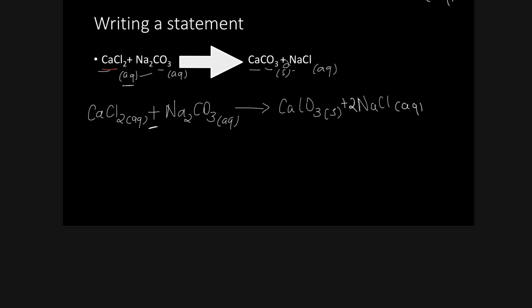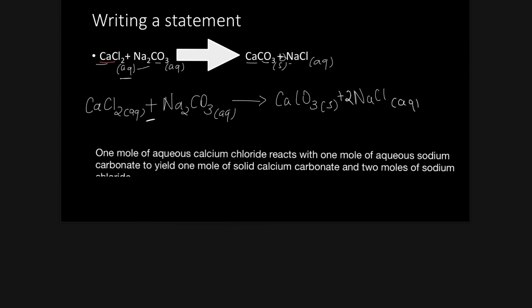And so what I'm going to do is pause the video and write this statement down. So here's your statement. 1 mole of aqueous calcium chloride reacts with 1 mole of aqueous sodium carbonate to yield 1 mole of solid calcium carbonate and 2 moles of aqueous sodium chloride. This statement has all the information you need to write down this chemical equation.